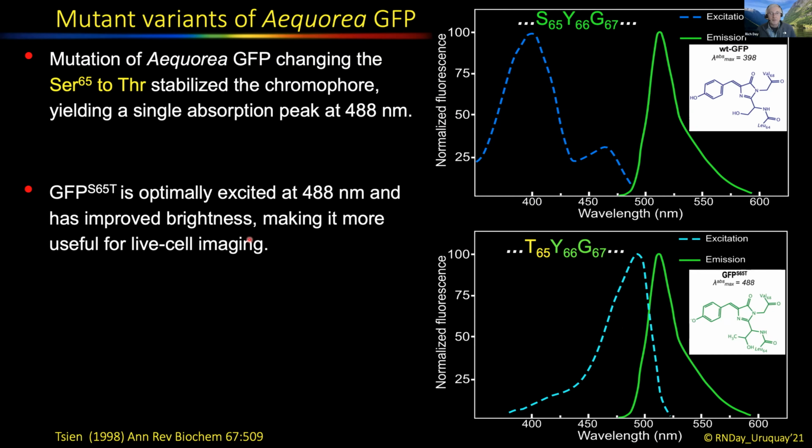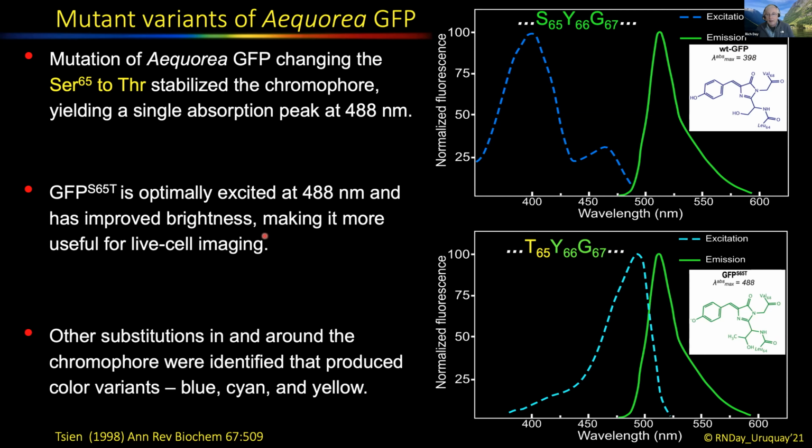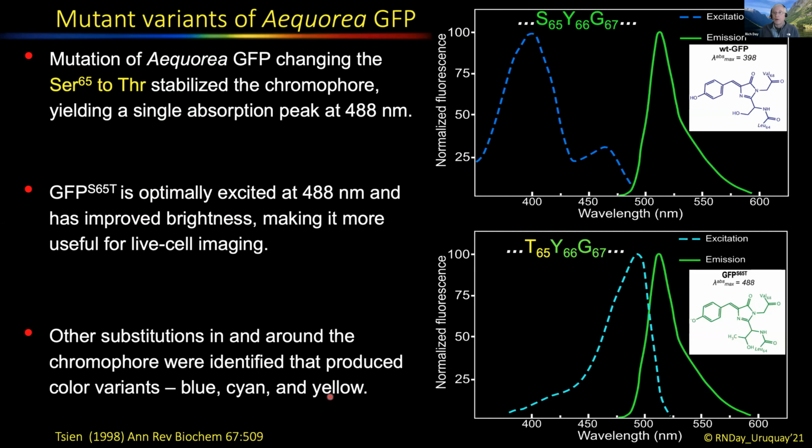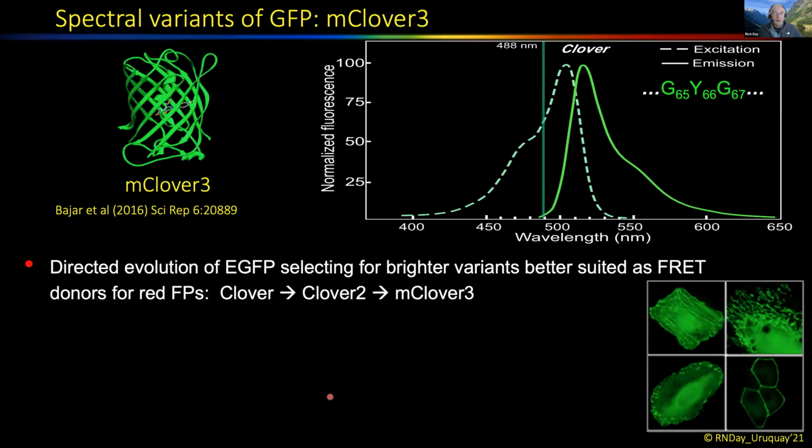So the S65T was the first of the optimized FPs. And by doing other substitutions in and around the chromophore, they were able to produce blue, cyan, and yellow color variants of the Aequorea GFP. So now what I'd like to do is briefly mention some of the more optimized versions of these FPs. One of the best of the eGFP variants currently available is mClover3.